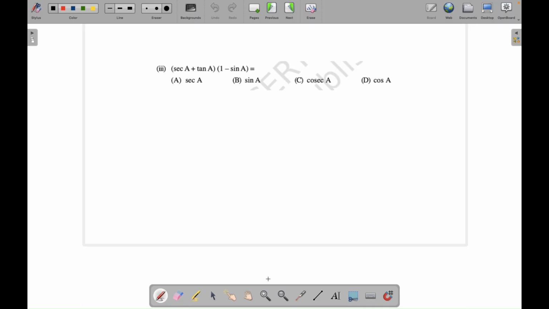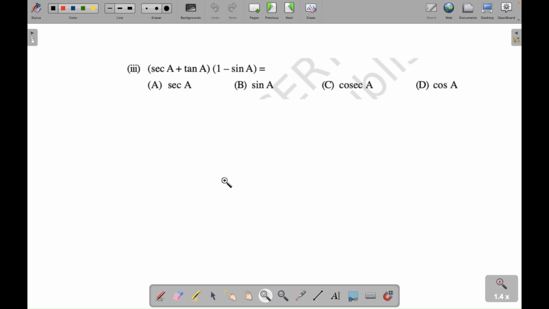Then we have sec A plus tan A multiplied by 1 minus sine A. Again, this is somehow hinting that we need to break this into sine A and cos A. Because see, this is 1 upon cos A and this is sine A upon cos A. So they'll have a common denominator. Right? So we'll do 1 upon cos A plus sine A upon cos A. So they become like terms.